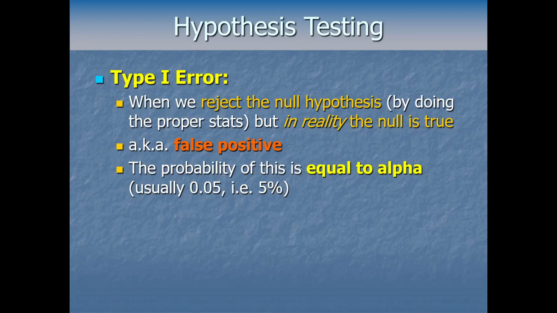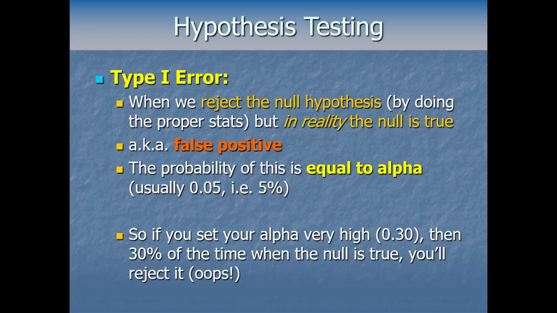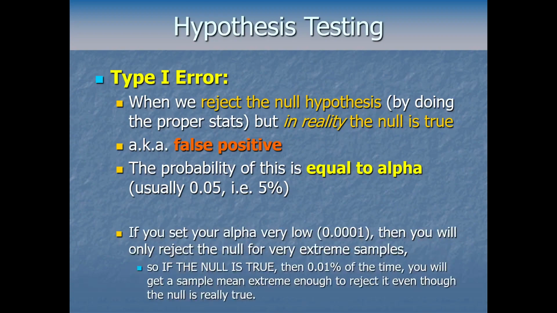So the convention here is we use an alpha level of 0.05, meaning we accept a 5% chance of a false positive, a 5% chance of a type 1 error. So if you instead chose to set your alpha value very high, like 0.30, it might make it a lot easier to get a quote-unquote statistically significant result, but it also means 30% of the time when the null is true, you've mistakenly rejected it, which is not great.